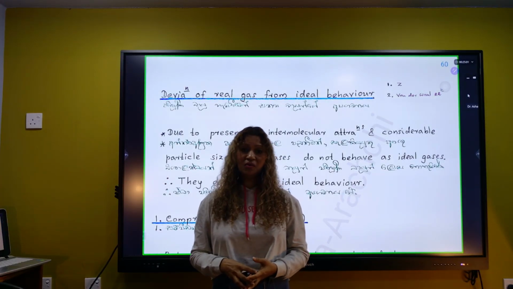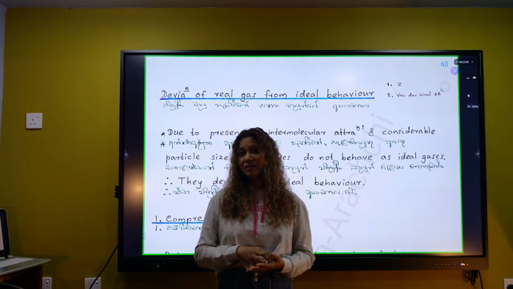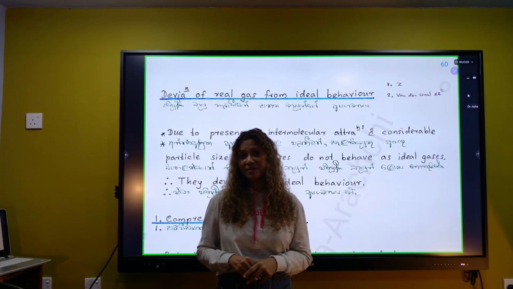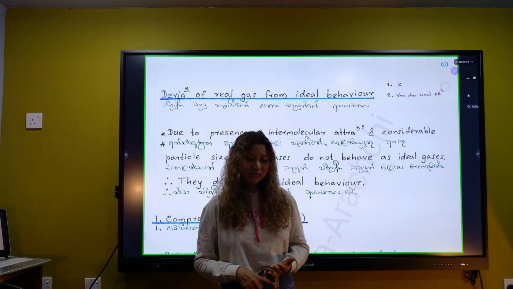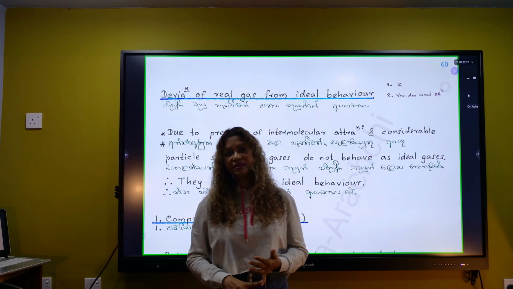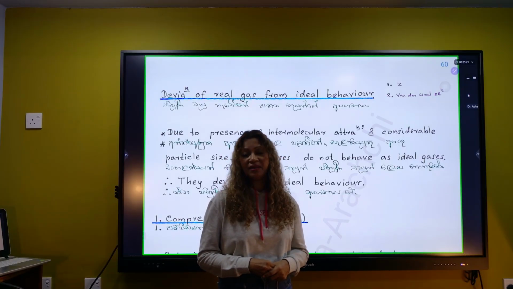So what can we do? We can increase the volume by decreasing the pressure, or increase the volume by increasing the temperature. Those two are the methods to convert a real gas into an ideal gas: increasing temperature and decreasing pressure. Kinetic energy increases, molecules move faster, so they don't get a chance to make intermolecular interactions.